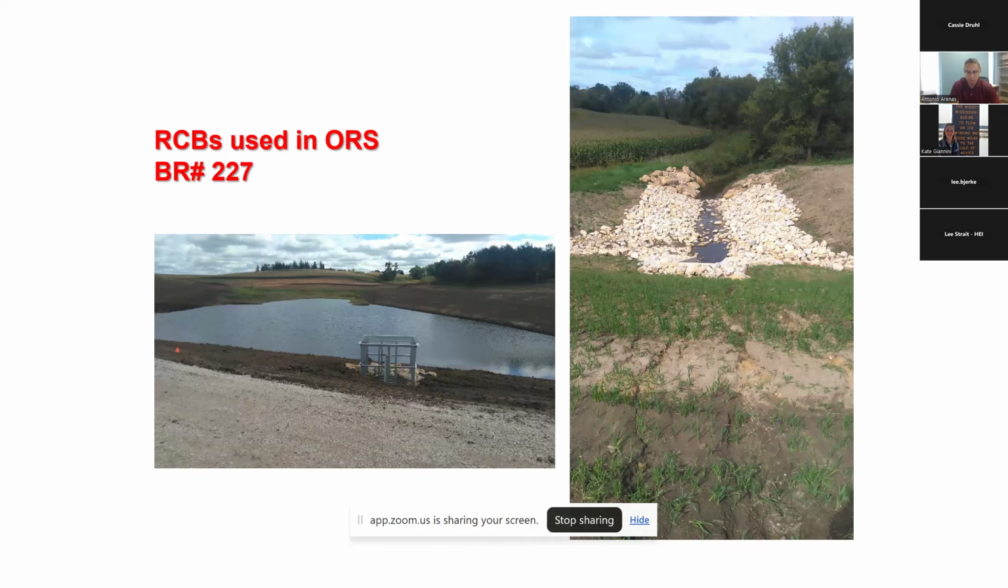Again, there it is. That's it doing its job, collecting that water and slowing it down. And then the right picture is just the outlet, and you can see how the water's running through that outlet versus what it's doing upstream. Next.